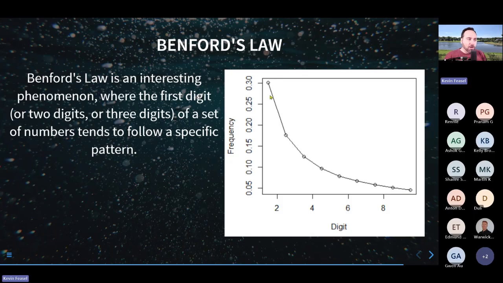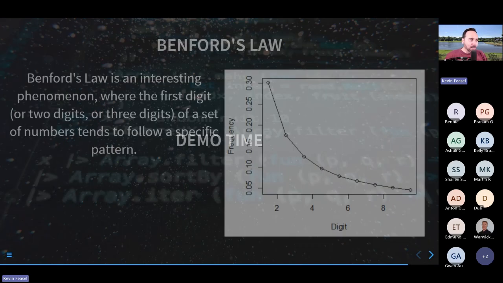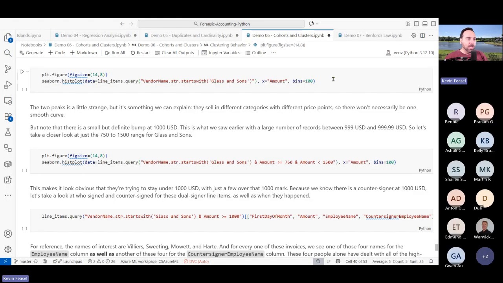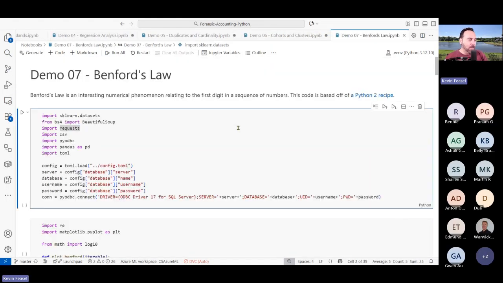So it will follow roughly this curve. And this, again, requires that you have several orders of magnitude in your data. So if everything is between $0 and $100, you're not going to see Benford's Law most likely. If it's $0 to $20 million, you're probably going to see Benford's Law in practice. Let's take a quick look at that demo and see how things look.